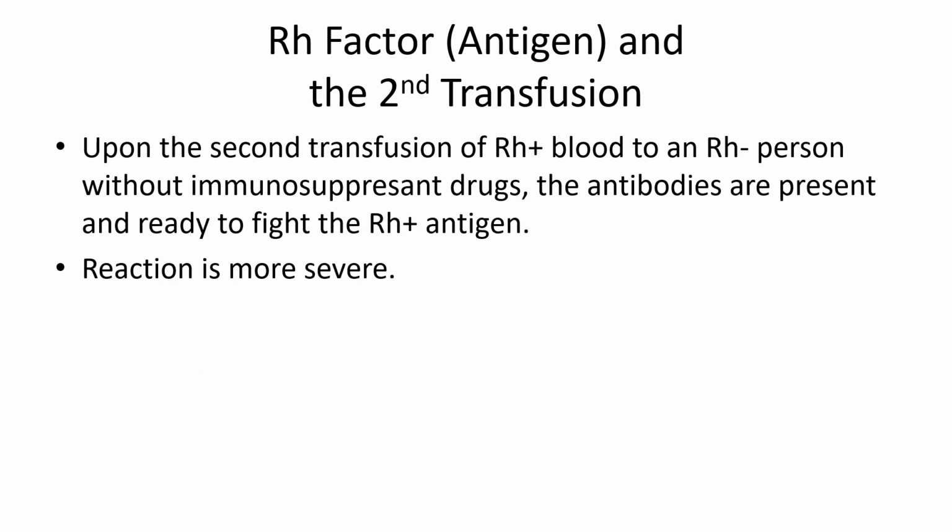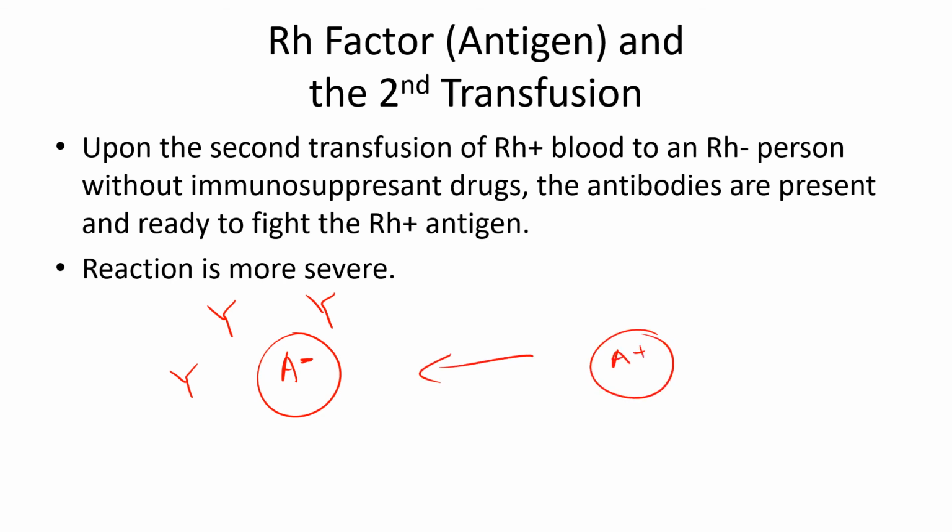Here's where the real problem comes, the second transfusion. Upon the second transfusion, this A negative person already has antibodies in the bloodstream that are built against that Rh factor. So along comes the second transfusion of A positive blood. We're going to donate again. Now we're getting these Rh antigens into the bloodstream of the negative person. And these antibodies say, we've been waiting for you. We knew you were coming back someday.